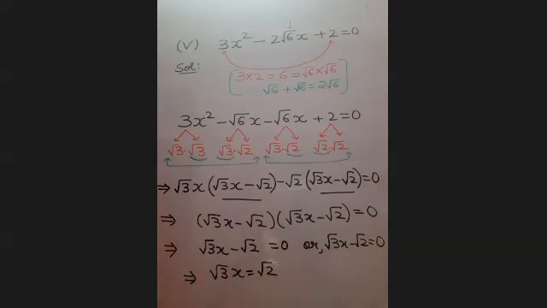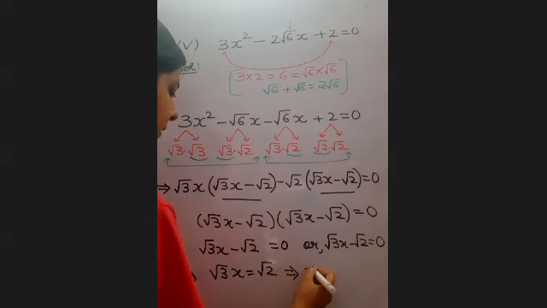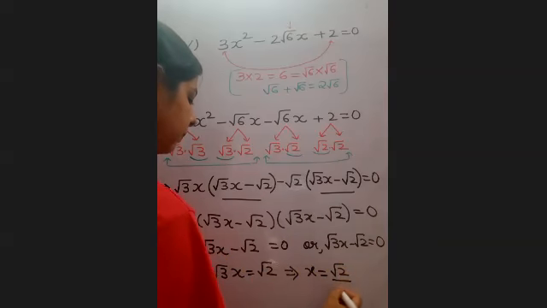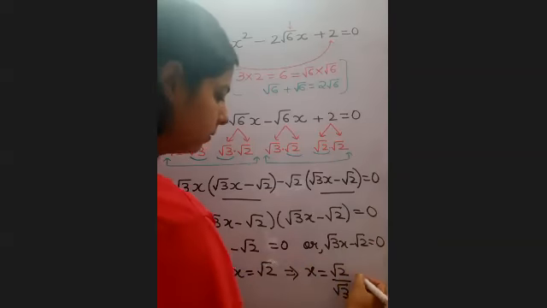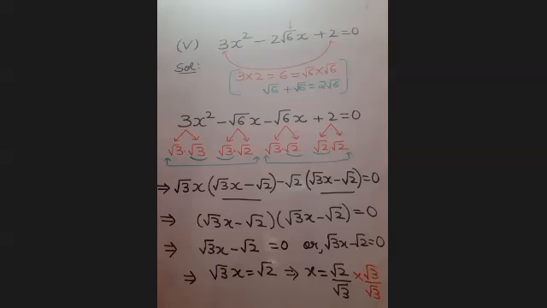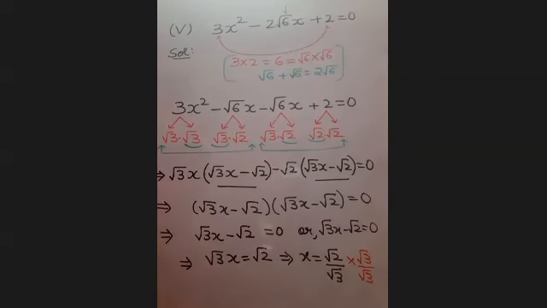So this becomes x equal to root 2 upon root 3. Can we leave it like this? No, ma'am, we will rationalize. What do we get? Root 6 by 3. Root 6 divided by 3, two times.